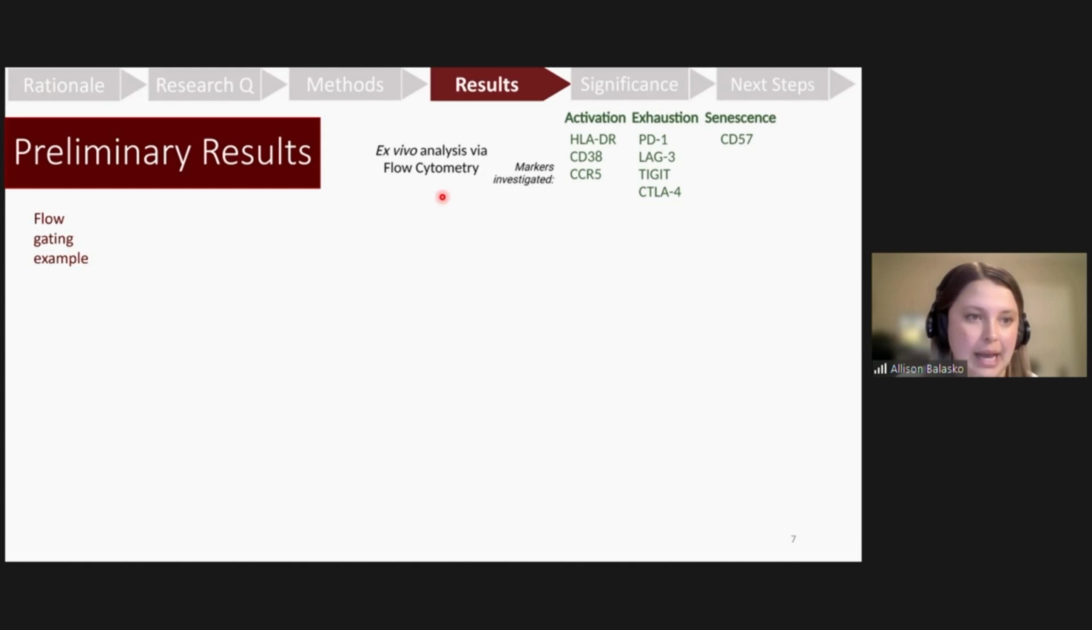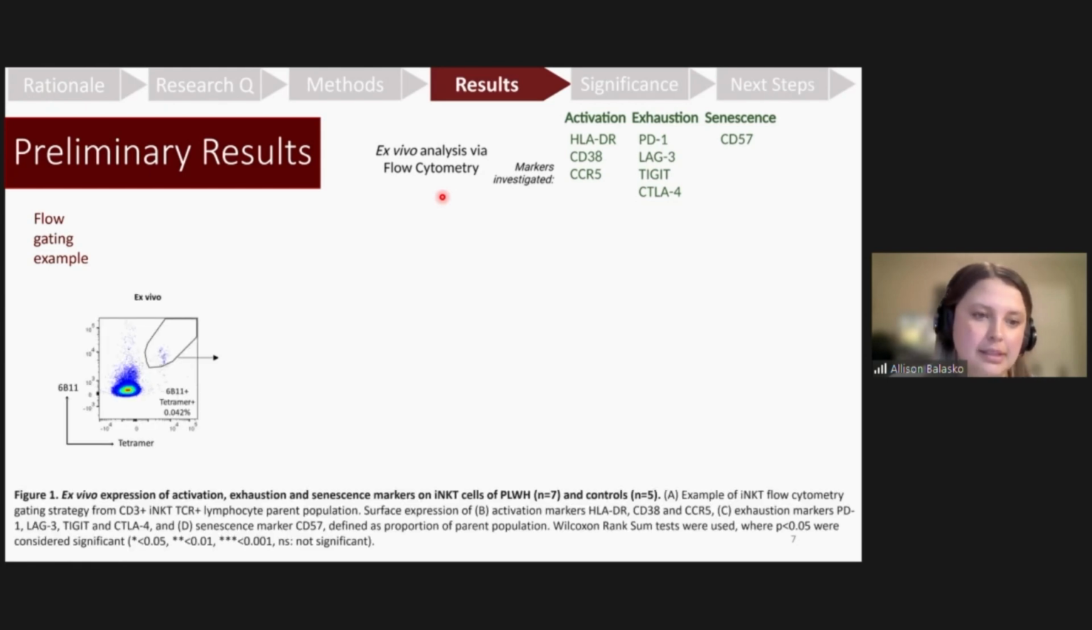I just wanted to show you an example of flow cytometry gating. For those of you who aren't familiar with flow cytometry, all these little blue dots on the graph represent one cell that's taken up and processed through our machine. We use different fluorescent tags to look at different markers on the cell. Here I have 2 markers that my cells are positive for, so we call them double positive, and that's how I find my iNKT cells.